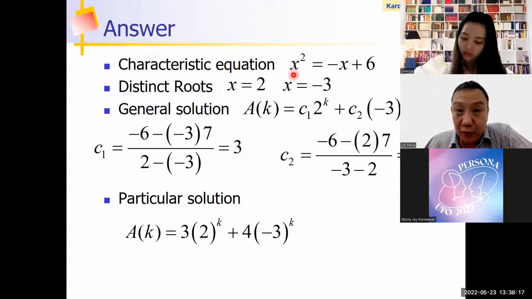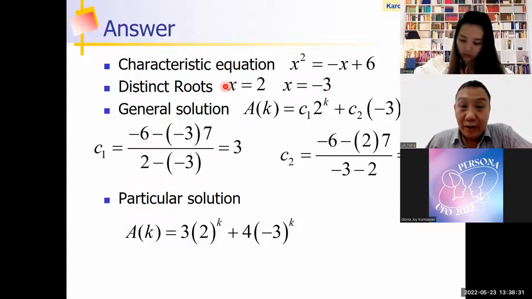So first you will do the characteristic equation, right? And then you solve this quadratic equation, can you? So you will get x is 2 and x is minus 3. Oh, x1 and x2 are not the same, so they are distinct roots, right?